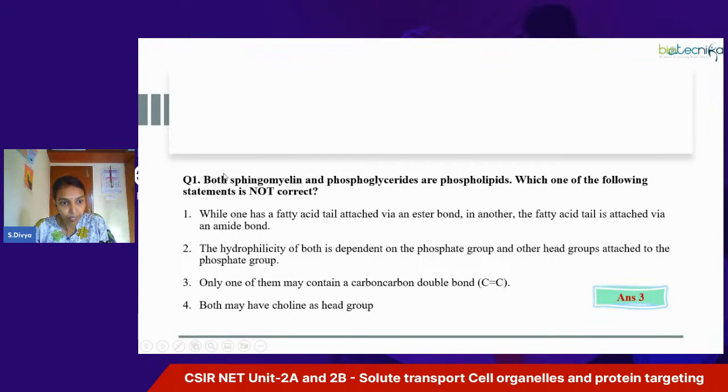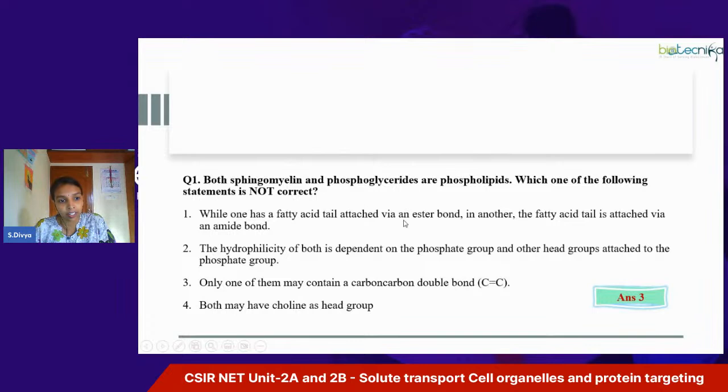Now, can anyone tell me sphingomyelin belongs to which category of lipid classification? Anyone remembers? And what about phosphoglycerides? If you remember this classification, it will be easy for you to get the answer. So I am asking. No? No one knows? Okay.